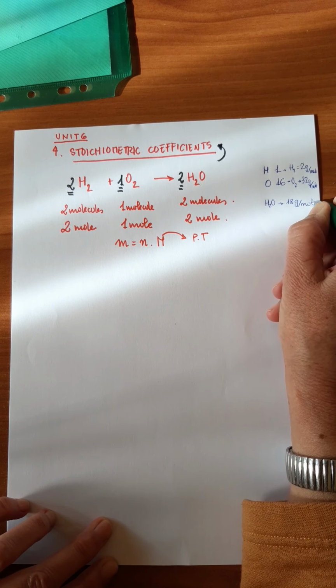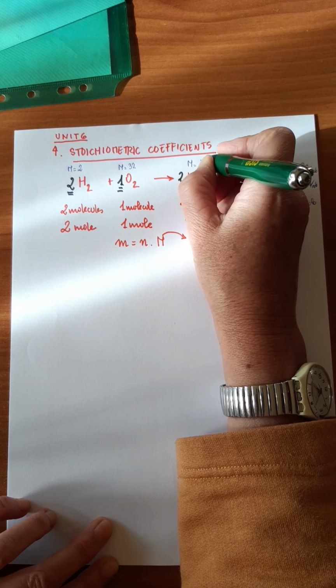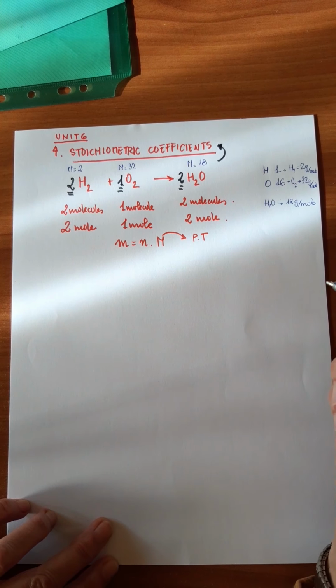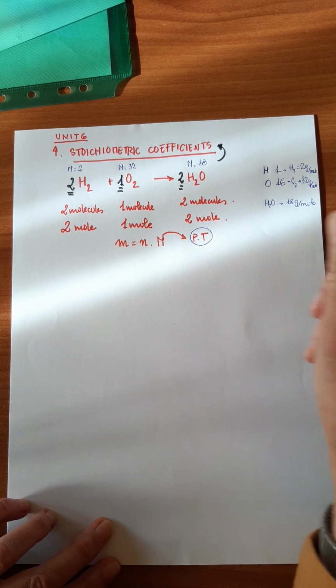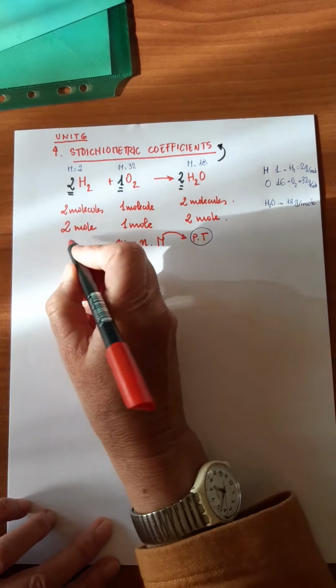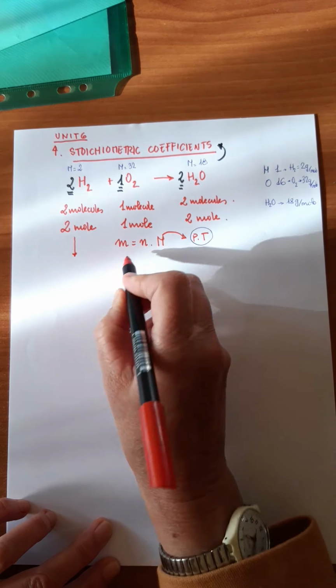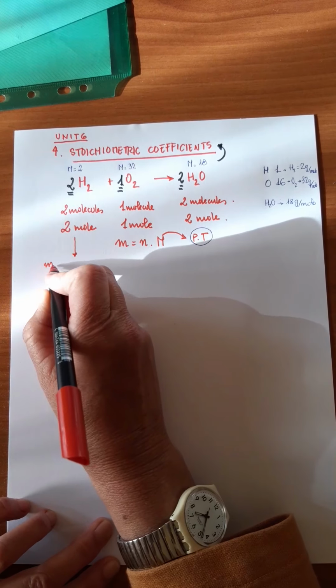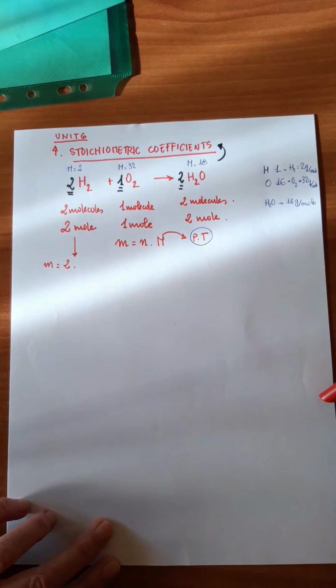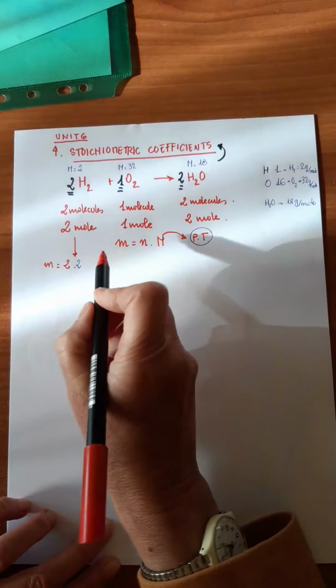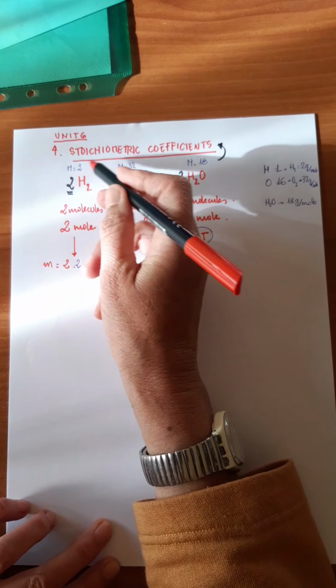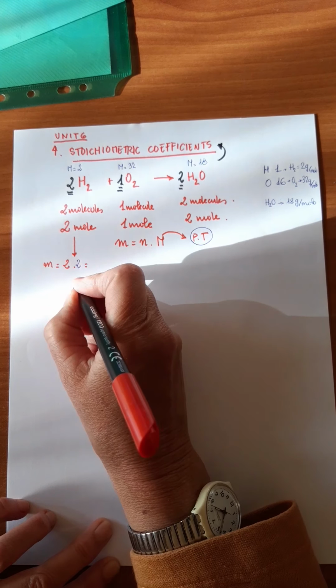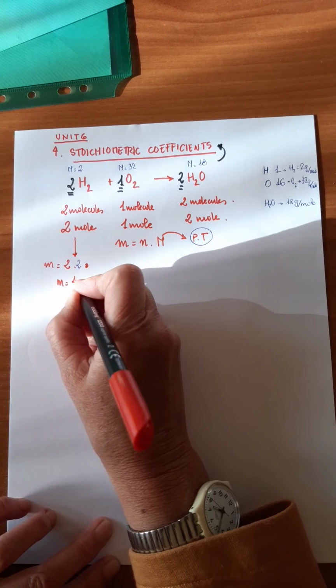I'm going to write this number on top of the substances to have it for the rest of the explanation. Molar mass 2, molar mass 32, molar mass 18. I get this, I remind you, from the periodic table. So now, if I have 2 moles of hydrogen, applying this formula, I get that the mass is 2 moles times 2, which is the molar mass of hydrogen. So we get here 4 grams.